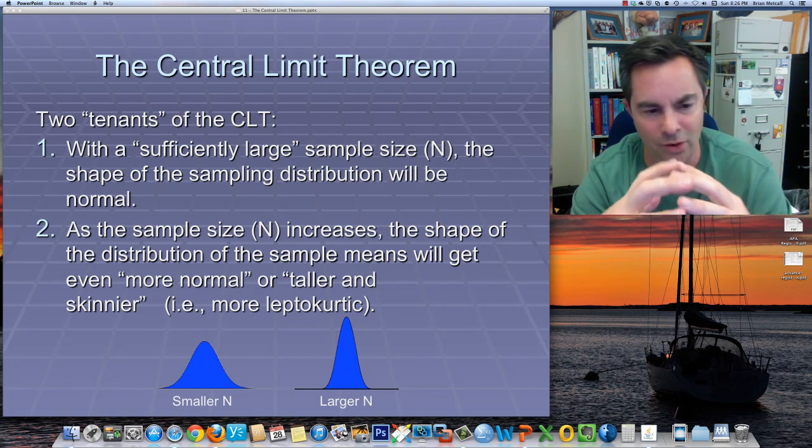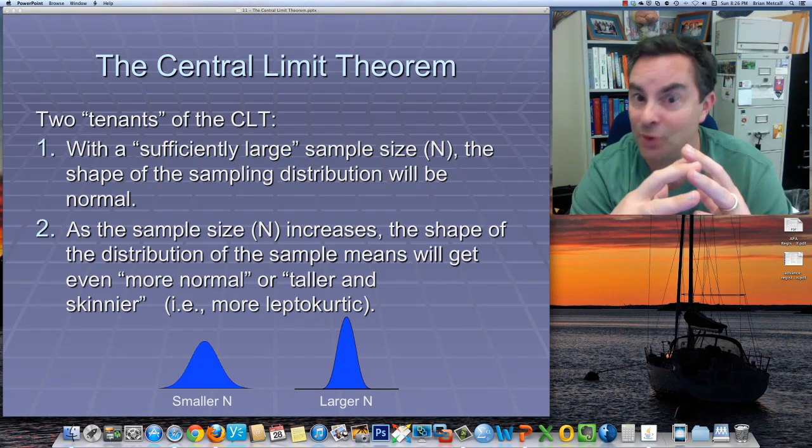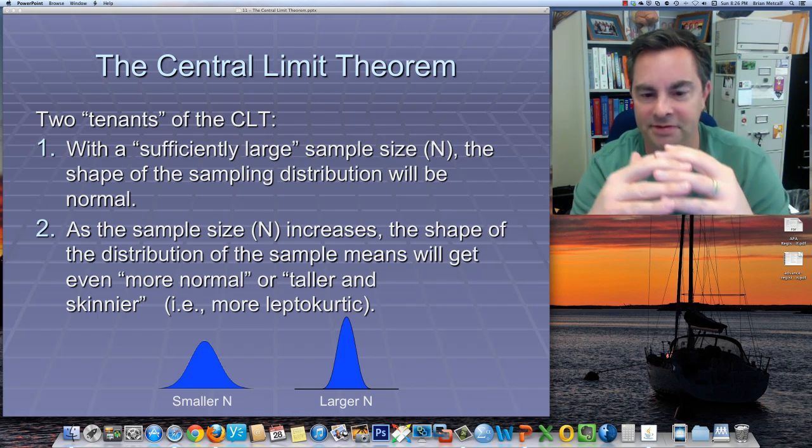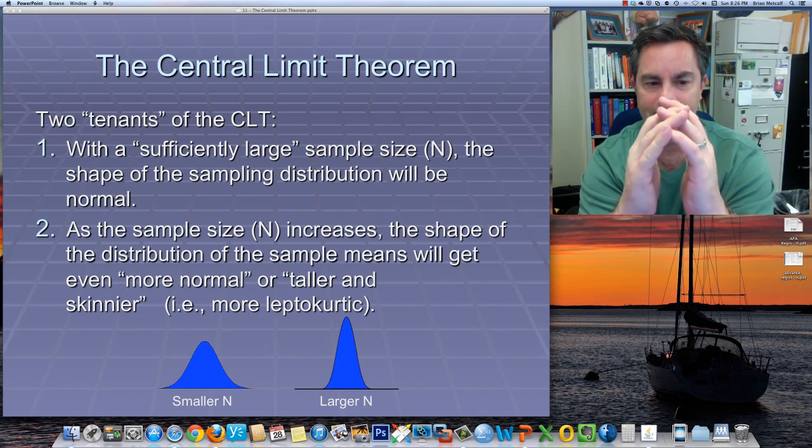What do I mean by more normal? It will become more leptokurtic. It will become taller and skinnier. It will become more scrunchy. All right?